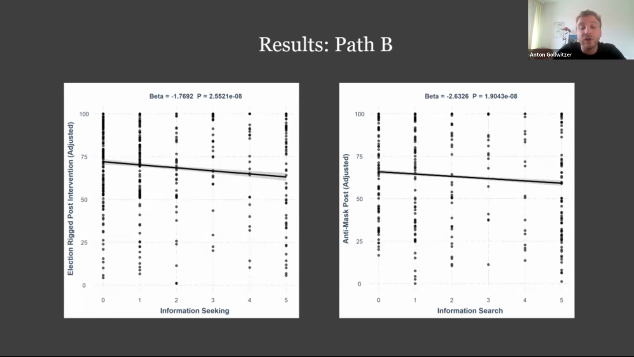So the y-axis here is false belief at time 2 when controlling for baseline false beliefs. So lower values on the y-axis indicate a greater reduction in terms of endorsing the false belief. So again, we find that looking at more counter evidence predicts a greater reduction in false beliefs, both for thinking the election was rigged and also for anti-mask beliefs.